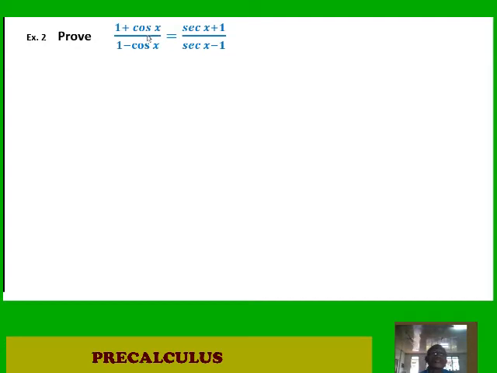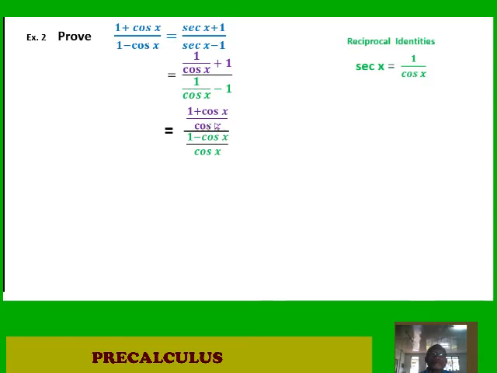Prove that 1 plus cosine x over 1 minus cosine x is equal to secant x plus 1 over secant x minus 1. We can work out the right side, transforming the secant x into cosine x from this reciprocal identity. Secant x is equal to 1 over cosine x. So substitute secant x with 1 over cosine x and rename the numerator and denominator into a single fraction.